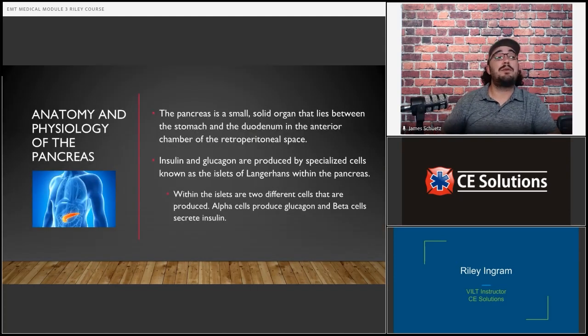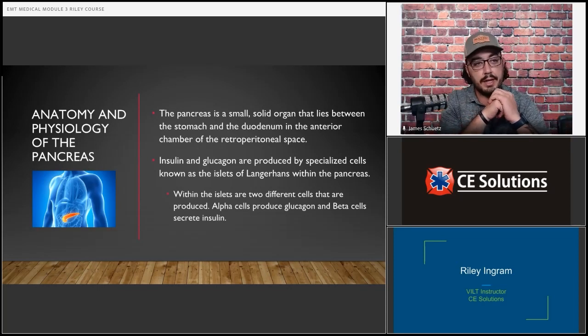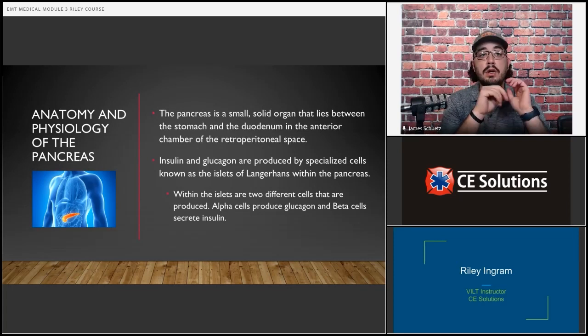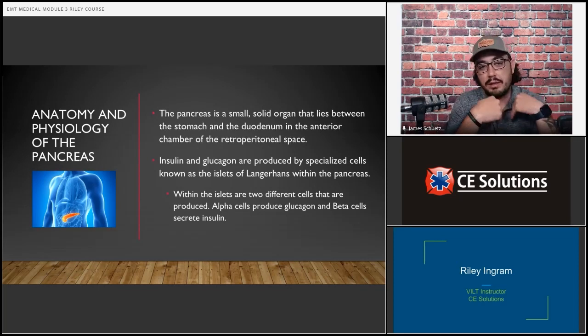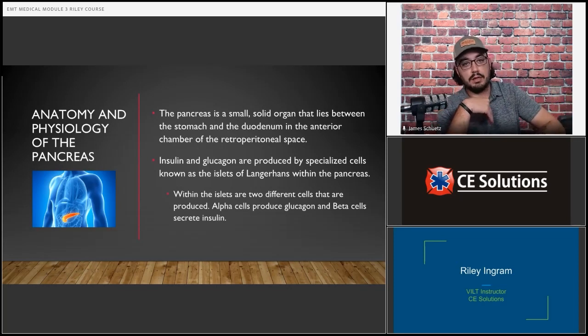All right. So, anatomy and physiology of the pancreas. The pancreas is a small, solid organ that lies between the stomach and the duodenum in the anterior chamber of the retroperitoneal space. There's some Scrabble words for you there. So it's packed directly in the middle, between all that stuff that's jammed into your gut.